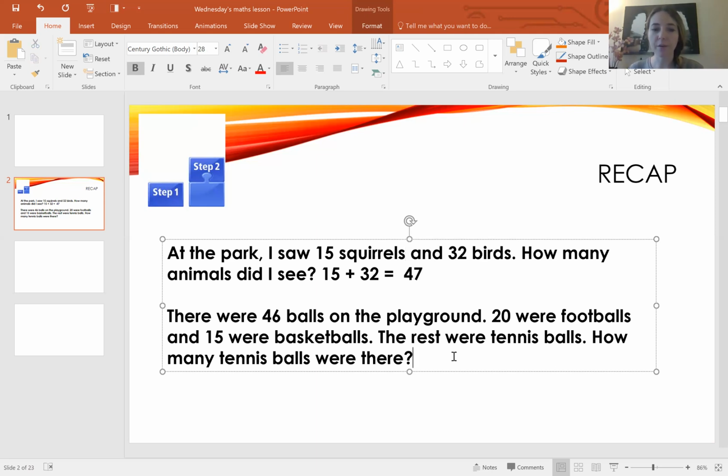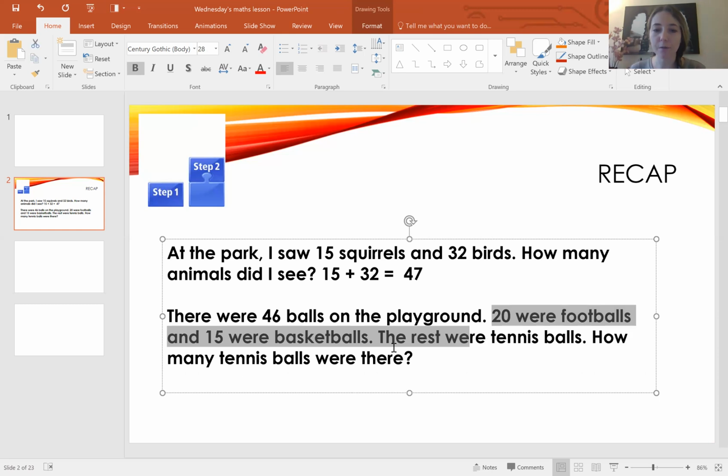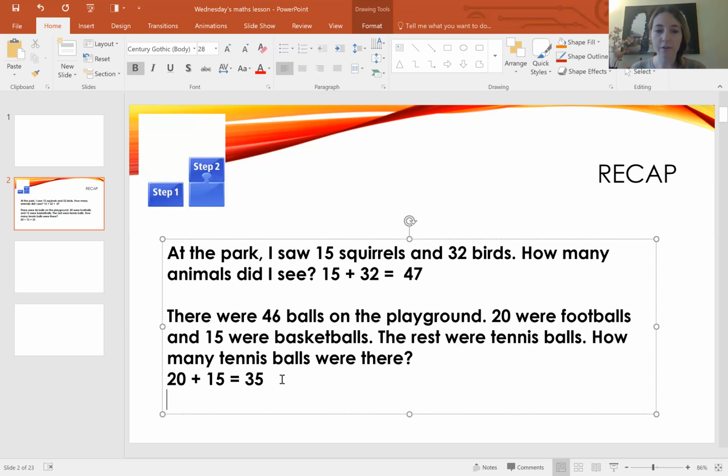Then for this one, there were 46 balls on the playground, 20 were footballs and 15 were basketballs. The rest were tennis balls. How many tennis balls were there? First of all, we want to find out how many footballs and basketballs there were together. So we'll do 20 add 15, which is 35. And then if the rest were tennis balls, then we will do 46 take away 35, which will give us the difference, which will be the tennis balls.